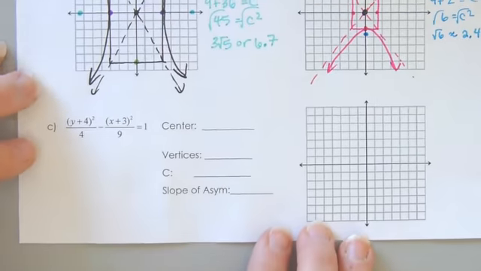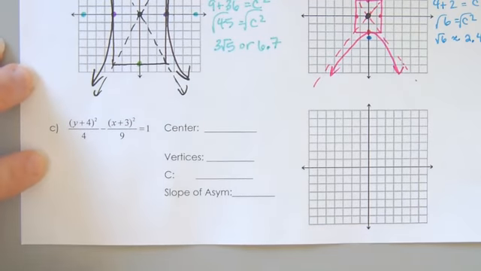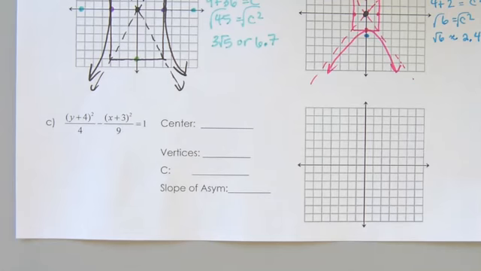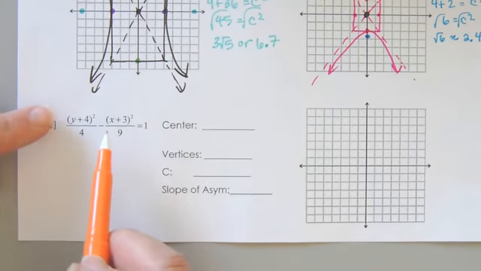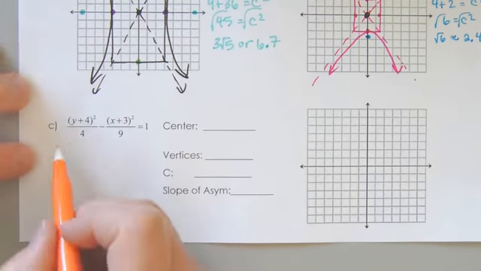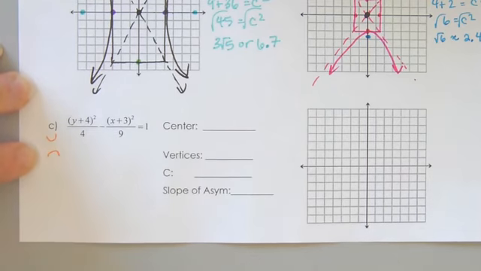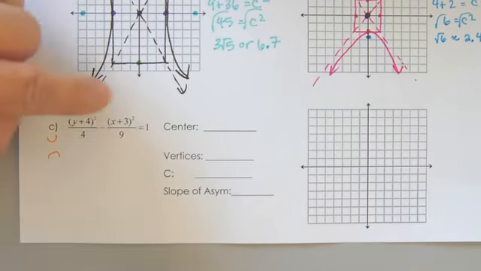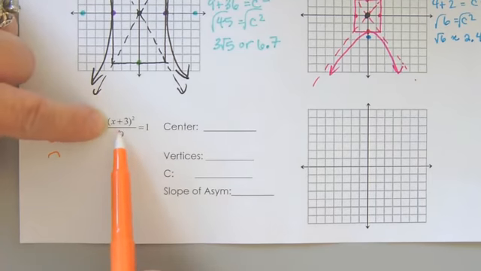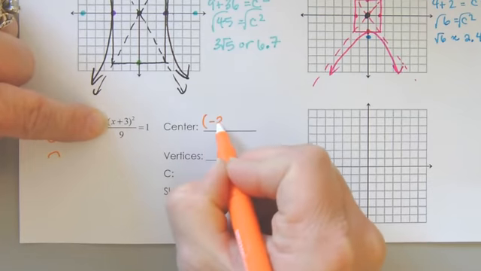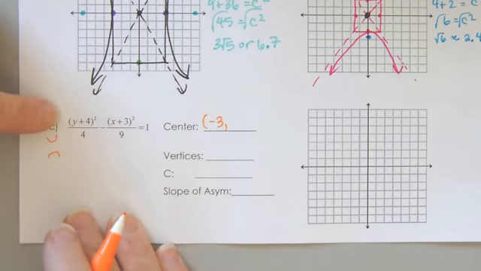All right, so this time I've got it set up for you. I've got it in that standard conic form because it's equal to 1. So I can just start doing the work here. First of all, let me back up. The y is first, so since y is first, we know that this is going to open up and down. Be careful. The biggest mistake people make with the center is they'll automatically look at the 4 and the 3. But be careful because the x is over on the right side. So my center is going to be -3 first and then -4.